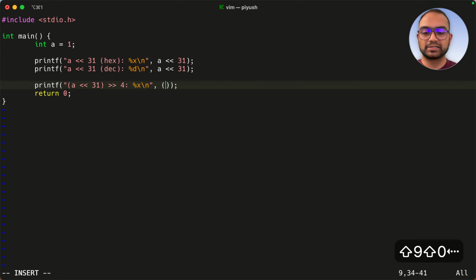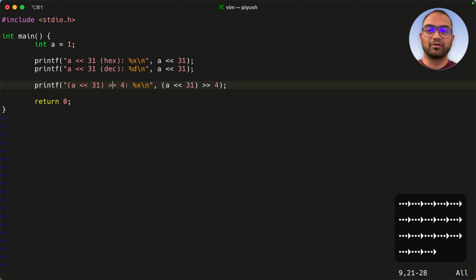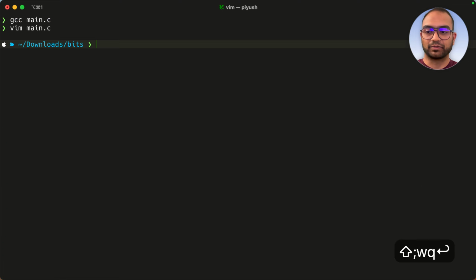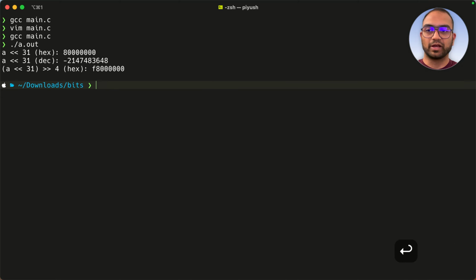Okay, so let's do this. I first move A to the left by 31, which makes it the least negative it can get, and then I'm moving it to the right by 4. And the behavior you see, my claim is, will be a very special behavior of signed numbers. And let me write hex here. Okay. Save the file, compile the file, and run the file.